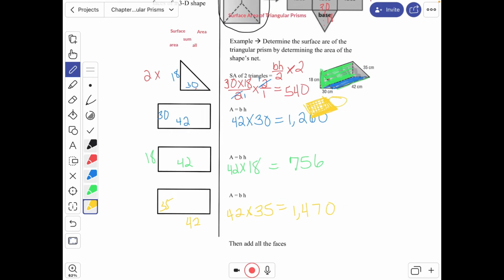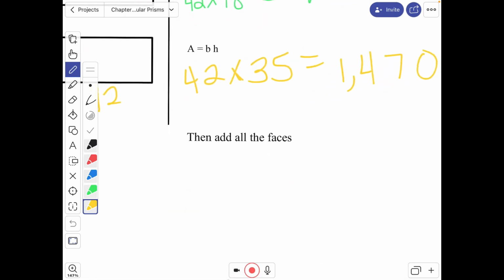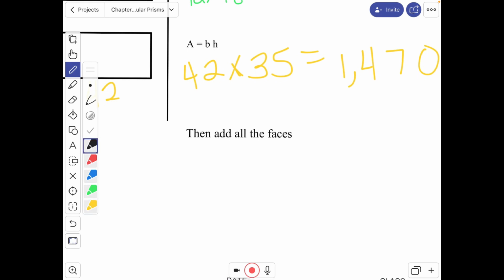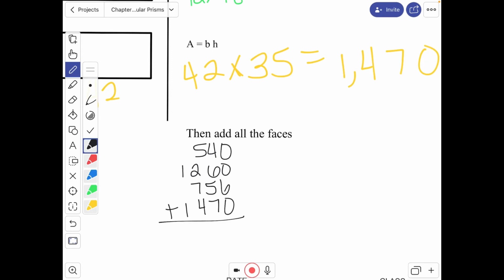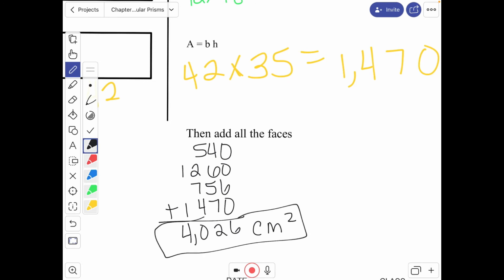Now we put all those together. We have to find the sum, so we're going to add all the faces. And we came up with 540, 1,260, 756, and 1,470. So if we add all those up, we get 4,026. And it's still area, so that's centimeters squared.